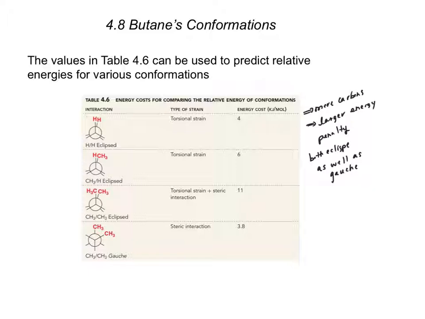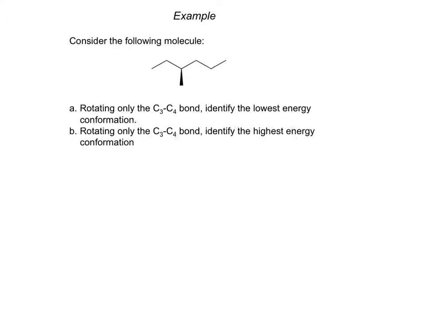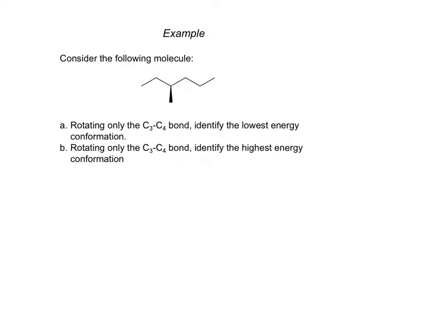Okay, so now we're going to do an example, and I'm going to give you guys a couple problems to work on to ideally utilize what we've just learned, okay? For this example, they give us a molecule, and we can name this molecule if we want to. They then state that rotating only the carbon-3 to carbon-4 bond, they want us to identify the lowest energy conformation, and then in part B, the highest energy conformation, okay?